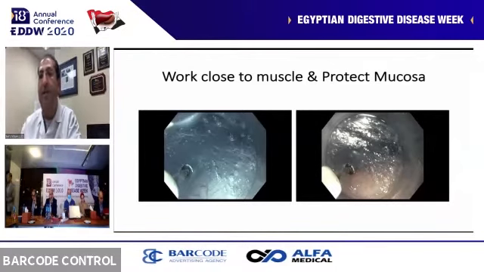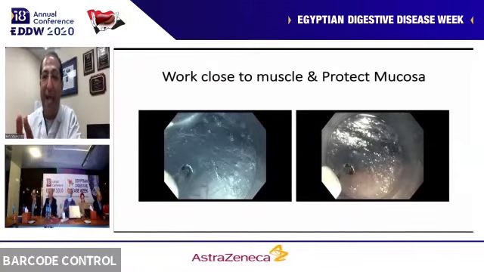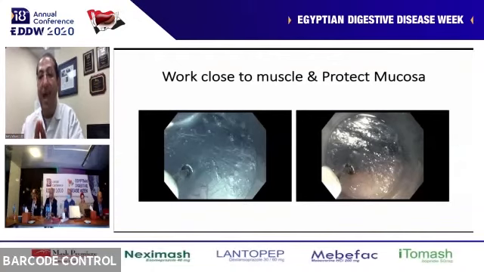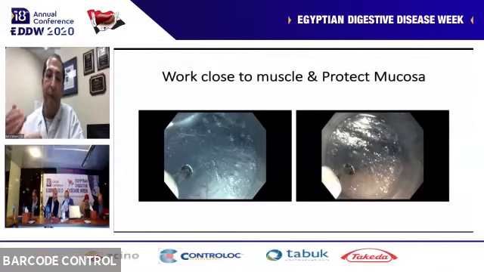If you listen to the EMR lecture that was given before me, it tells you stay away from the muscle, stay close to the mucosa. I am telling you in third space, in POEM in particular, not in ESD, in POEM, to stay close to the muscle and away from the mucosa. And that's the difference, that you protect the planes of the mucosa, because that will be your flap that will protect you from having a perforation.